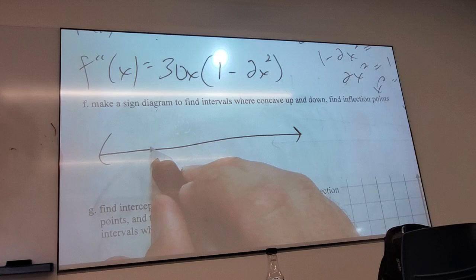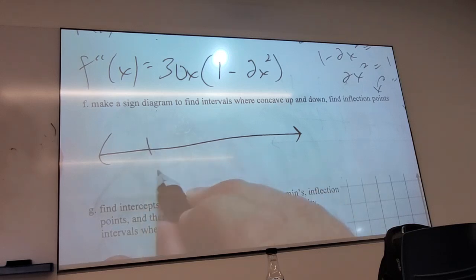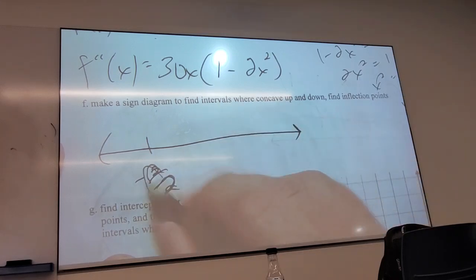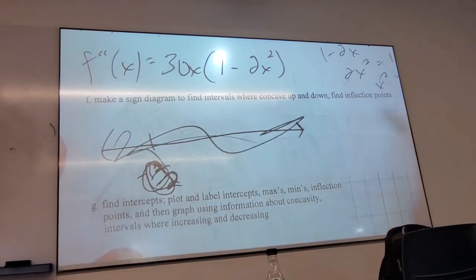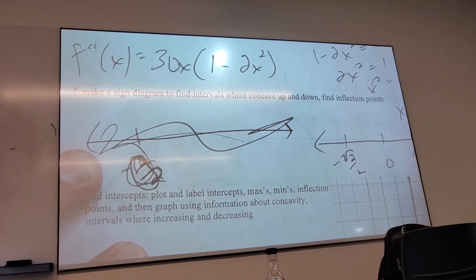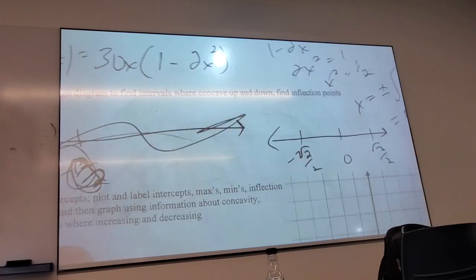What I'm going to put down here? Yeah, negative rad 2 over 2. 0, right, you have two. And positive rad 2 over 2.